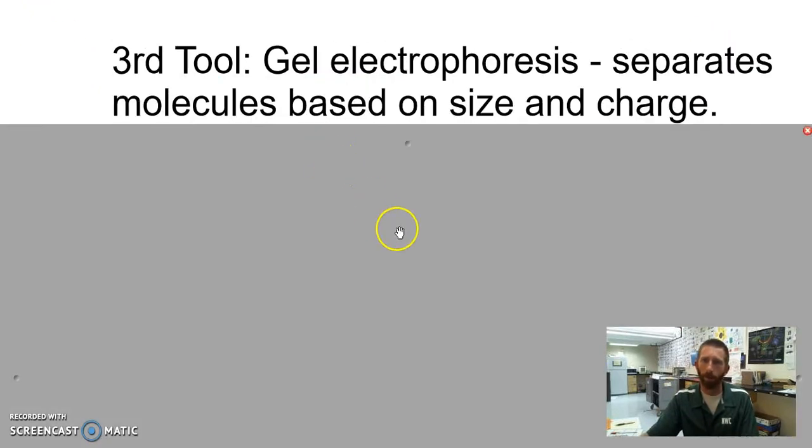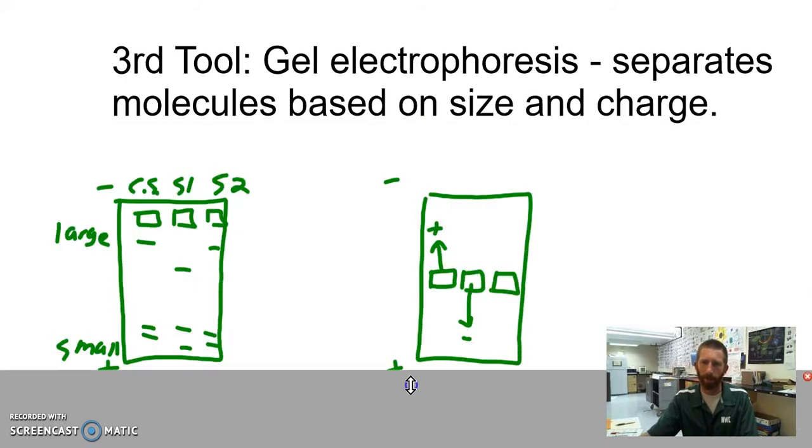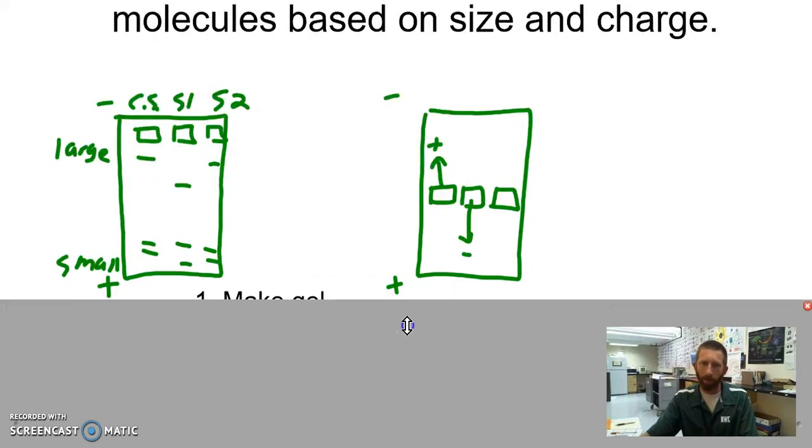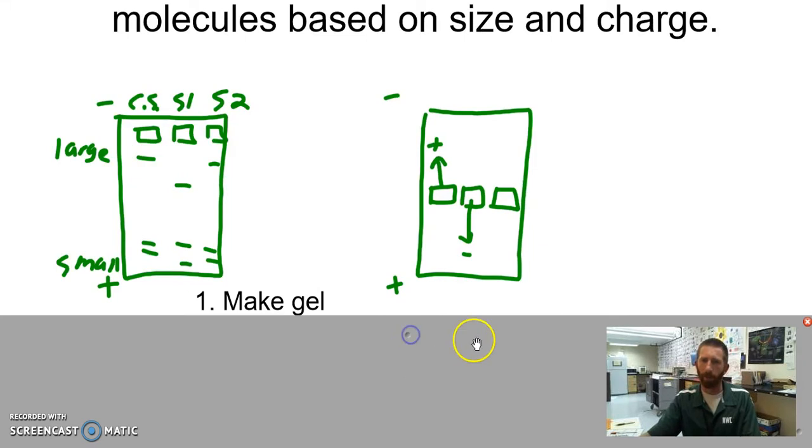The third tool that we're going to talk about is gel electrophoresis. Now, this is something that we actually get to do in class. We do it with dyes in biology. We do it with actual DNA in biotechnology and in AP biology. But the whole point of gel electrophoresis is that it separates molecules based on size and charge. Well, Mr. Leo, that doesn't sound very exciting. I know, but that's okay. It will be once you understand the process.